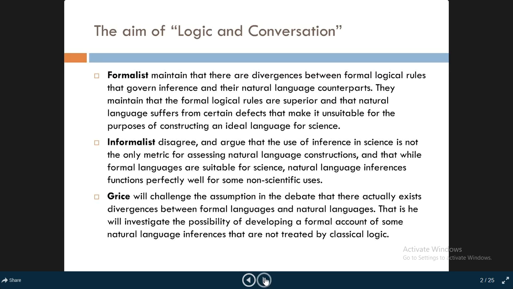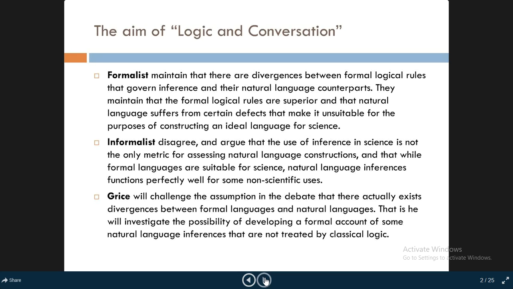The aim of Logic and Conversation: the first view is formalist. Formalists maintain there are divergences between formal logical rules that govern inference and their natural language counterparts. They maintain that the formal logical rules are superior and that natural language suffers from certain defects that make it unsuitable for the purposes of constructing an ideal language for science.